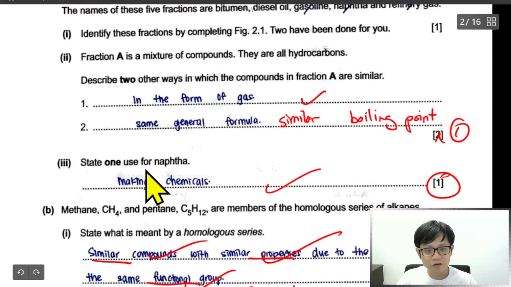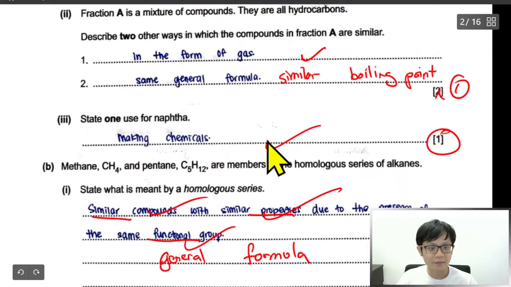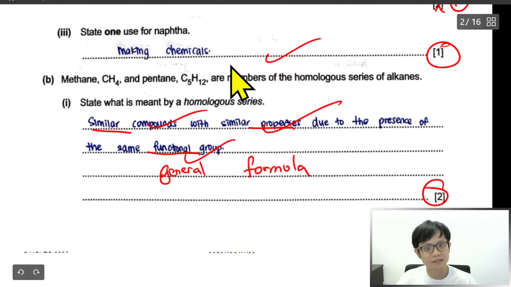State one use of naphtha: making chemicals. This one you can get from your supermarket, like naphthalene pills. A lot of things are made from naphtha.